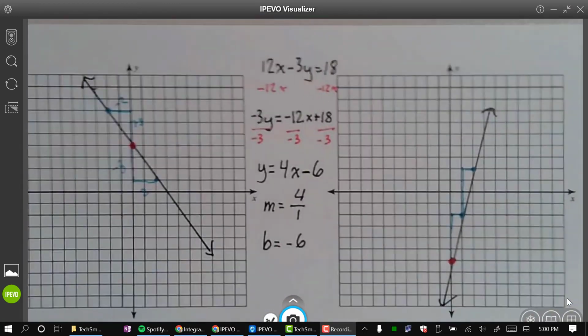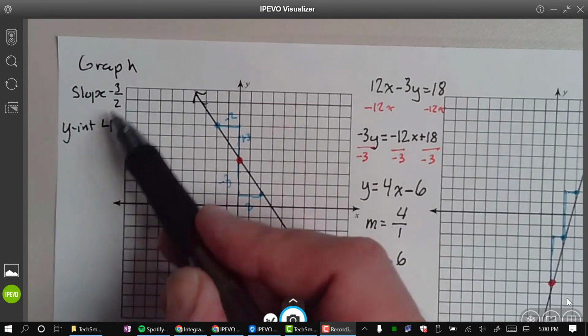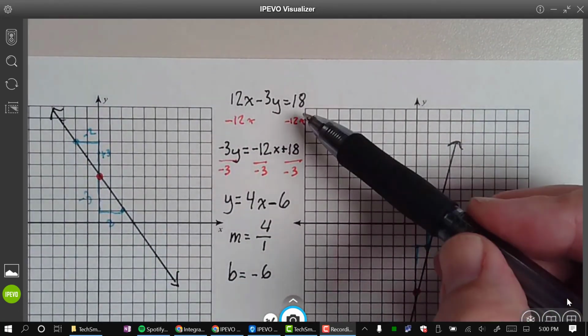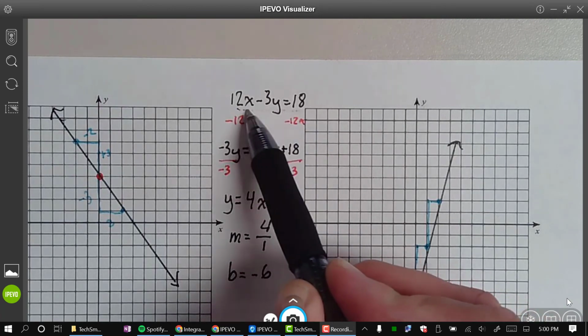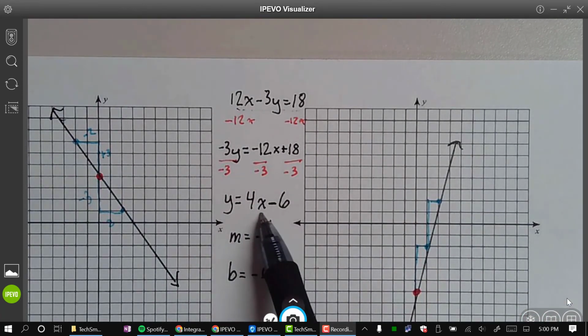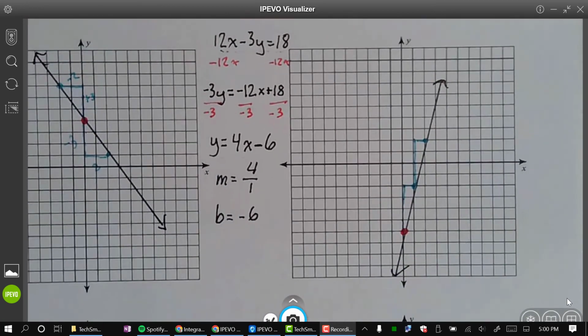So we've graphed a problem when they give it directly to us. And then we graphed a problem that started off in standard form. This is known as standard form right here. We're able to change it over into slope-intercept form and graph the problem.